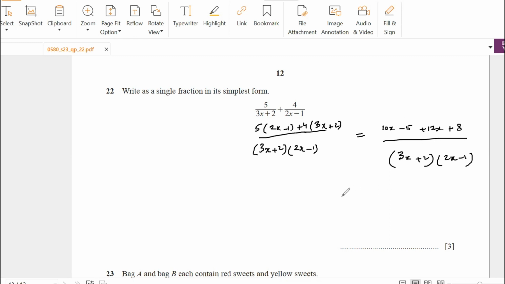So 5 twos are 10x minus 5, plus 12x plus 8, over 3x plus 2 and 2x minus 1. So 10x, we can add the like terms. So it is 22x, and minus 5 plus 8 gives me 3, over 3x plus 2 and 2x minus 1. That is our last answer, our simplest answer, our single fraction in its simplest form.